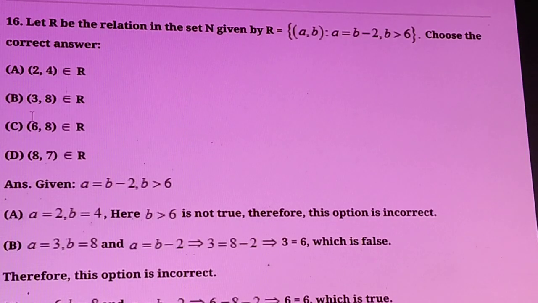When we consider the second one, (3, 8) belongs to R. So A = 3, B = 8. A = B minus 2 means 3 = 8 minus 2, which implies that 3 = 6. Again it is not correct, so this option is not correct.